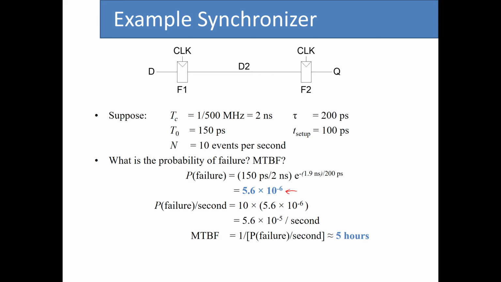But don't make the mistake: even though this is very small, since you have 10 events per second, the probability of failure per second is going to be 5.6 multiplied by 10 to the negative 5. Based on this, we know that the mean time between failures is 1 over the probability of failure per second. If I calculate that, what I get is that every 5 hours, on average, we have a failure in our system.